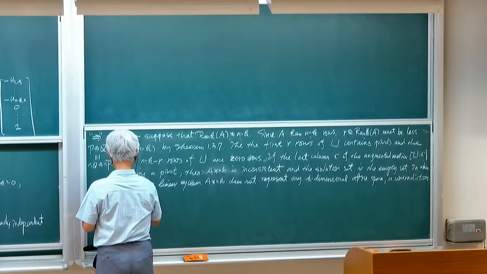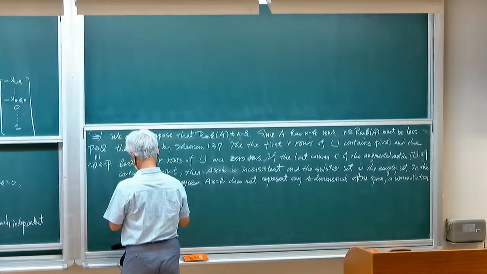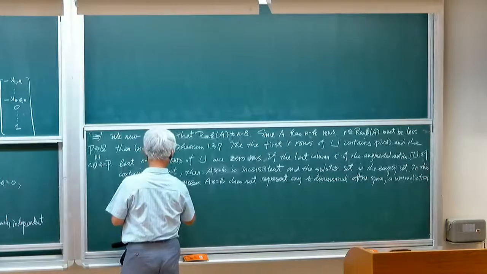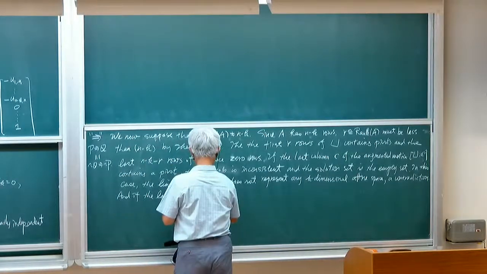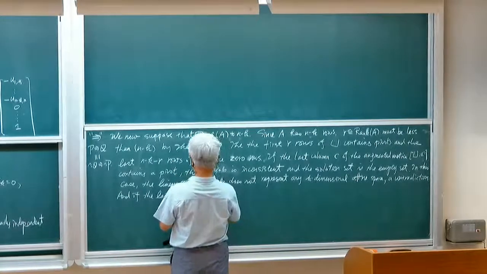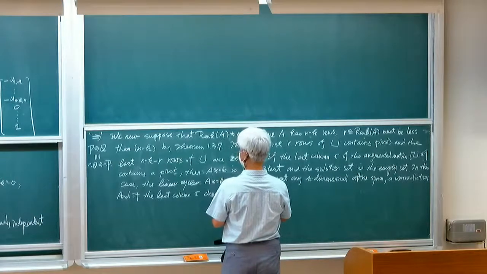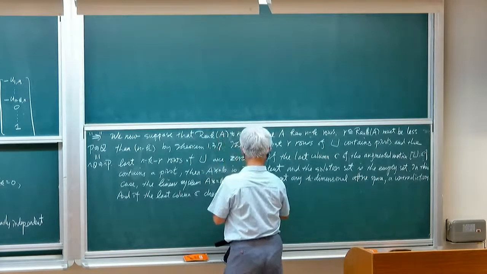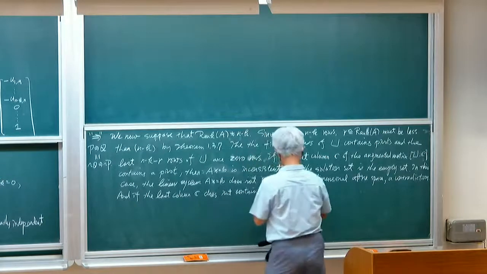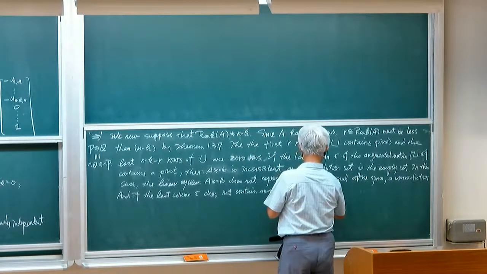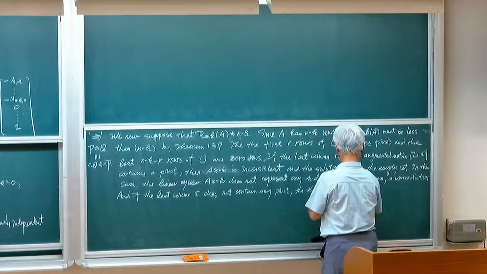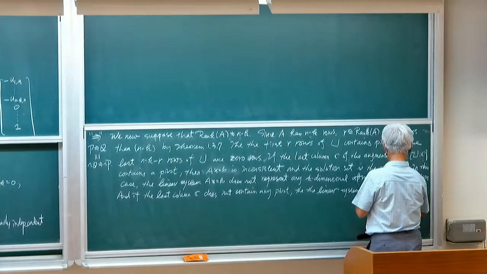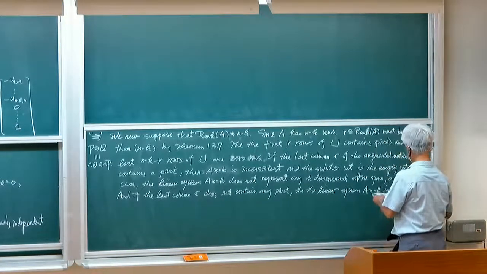Now, if the last column c does not contain any pivot, then the linear system AX equal to B is consistent. All right? It's consistent.